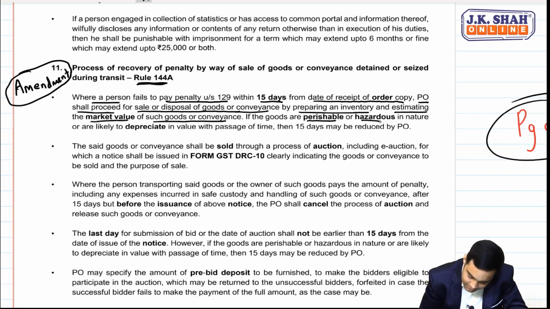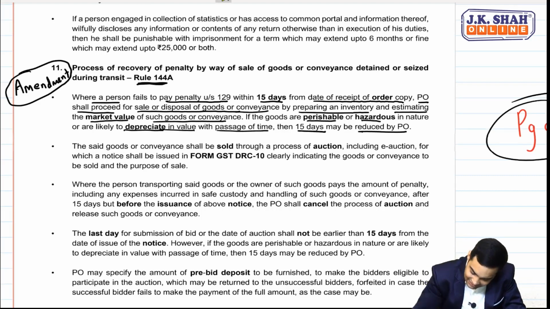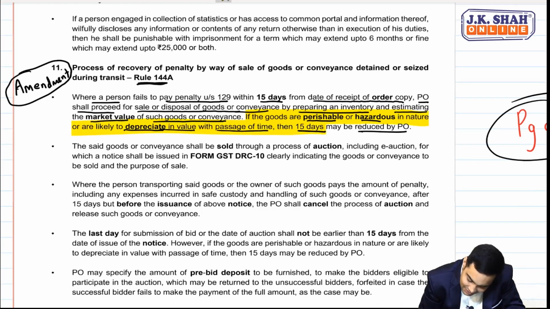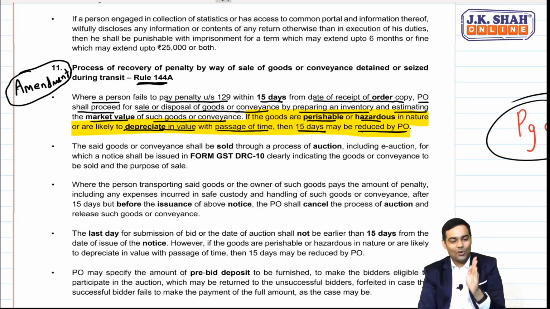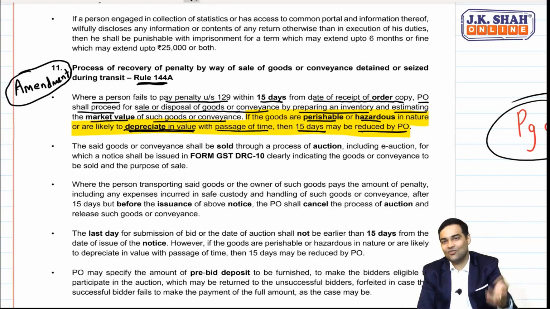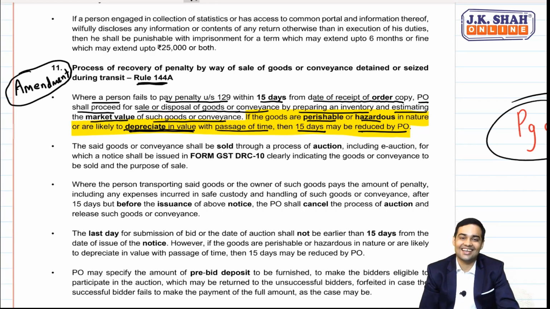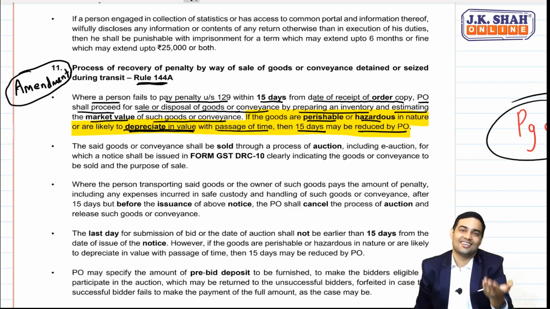If goods are perishable or likely to depreciate in value with passage of time, the 15 days will be reduced by the PO. In fact, you will hear this line after every sentence, wherever the time limit is given. What is this, sir? If the proper officer thinks that it is perishable, hazardous, or it will depreciate in value. As you understand, most of the goods will depreciate in value except for a few precious stones, etc. So I think the government has given wide powers that in any case, if he wants, the officer can reduce the time.